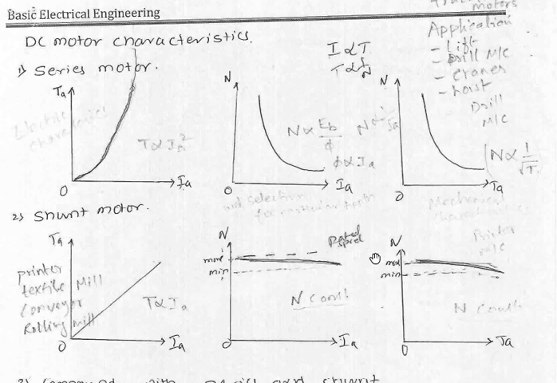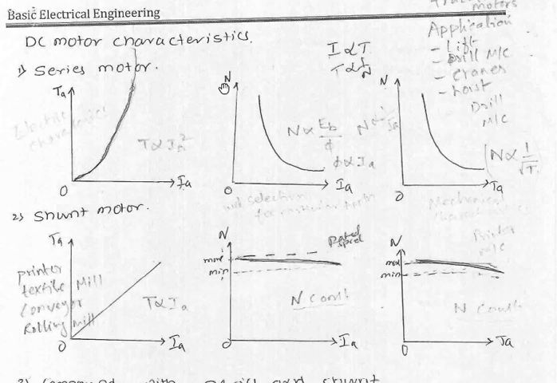Okay, first we will see the series motor. This is the plot of armature torque versus the armature current, and we know the relation: the torque in case of a series motor is directly proportional to Ia square. So with a little increase, the torque will increase as a square of the armature current. So you will see the curve like this, and this particular characteristic is also called an electrical characteristic.